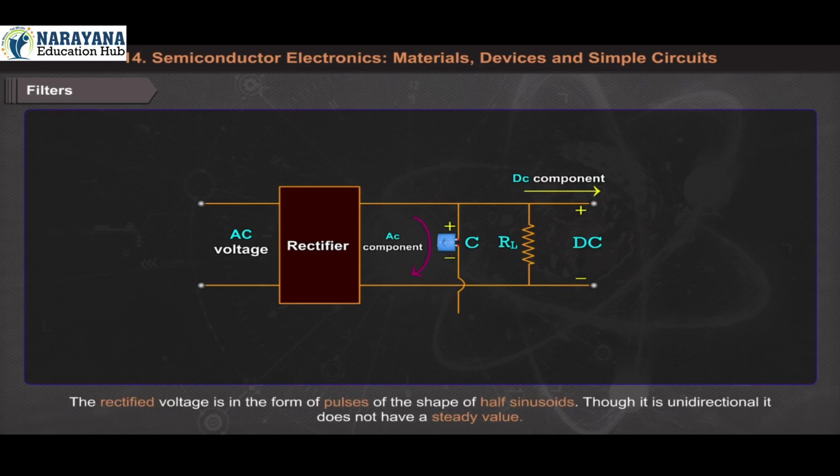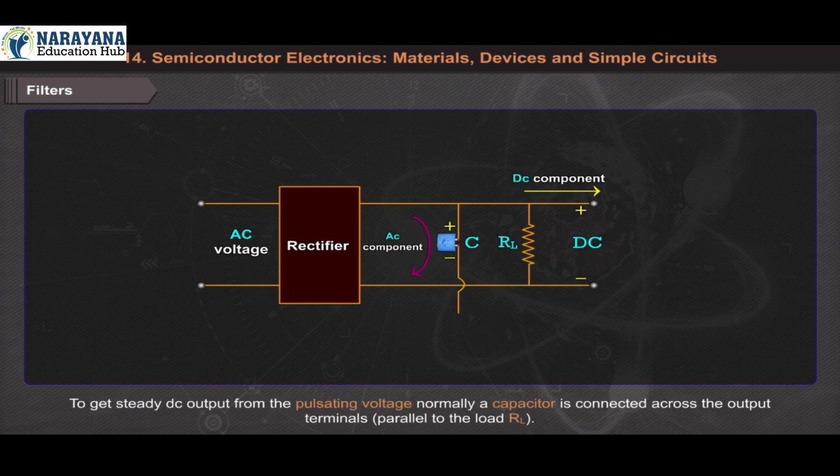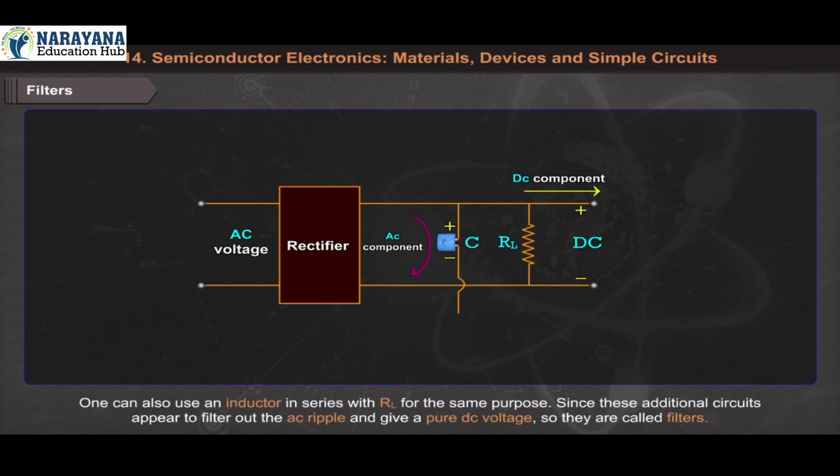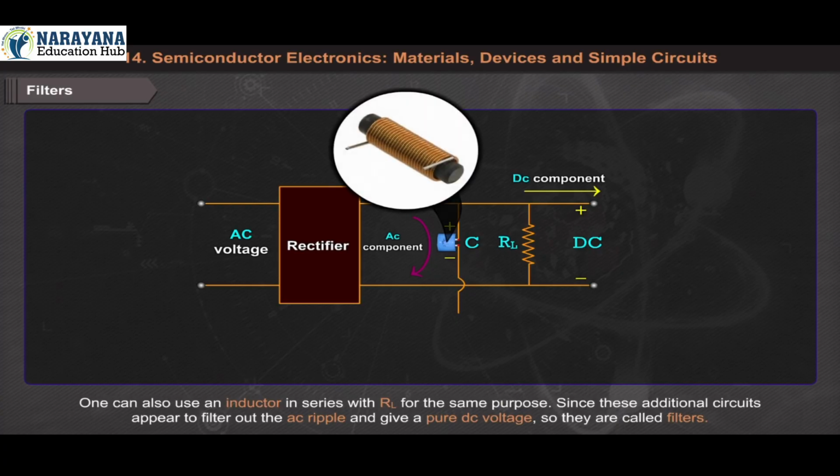Filters. The rectified voltage is in the form of pulses of the shape of half sinusoids. Though it is unidirectional, it does not have a steady value. To get steady DC output from the pulsating voltage, normally a capacitor is connected across the output terminals parallel to the load RL. One can also use an inductor in series with RL for the same purpose.